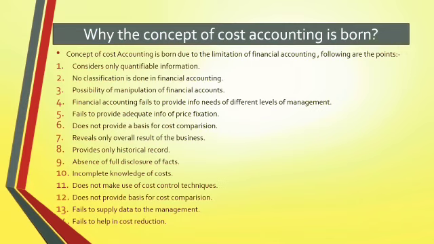The fifth one is fails to provide adequate information for price fixation. Here the meaning of adequate is sufficient for a specific need or requirement. Financial accounting does not provide adequate or satisfactory information for price fixation, whereas cost accounting does.